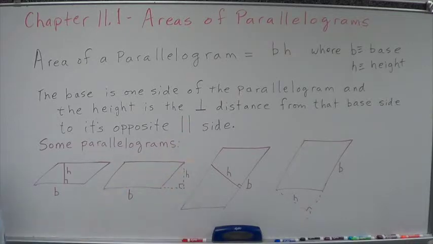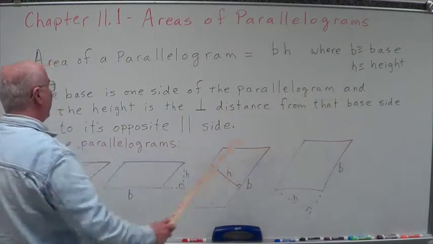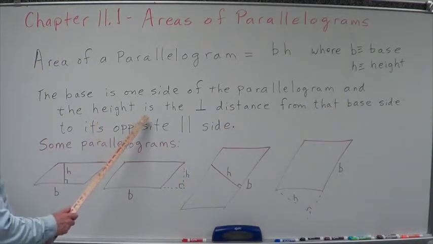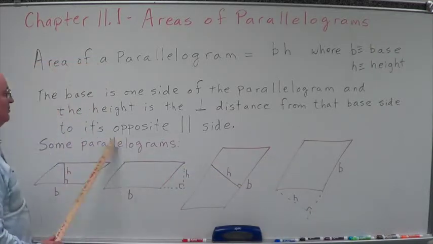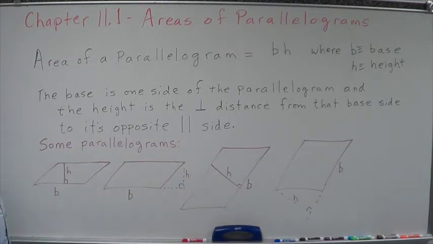Perpendicular and parallel here. Let's read it again. The base is one side of the parallelogram, and the height is the perpendicular distance from that base side to its opposite parallel side. So for the base, pick one of the sides. Doesn't matter which one. Here's some parallelograms where we've got these lined out. Here's one here. We chose the bottom as the base. What's the height? The perpendicular distance between the base and its opposite parallel side.